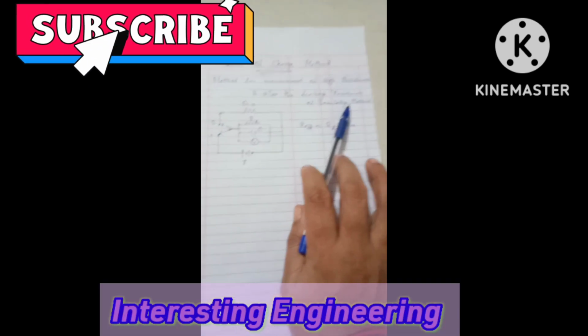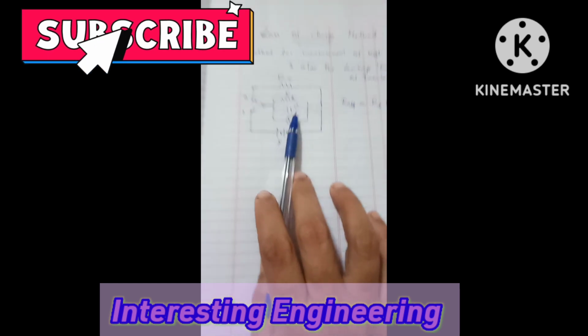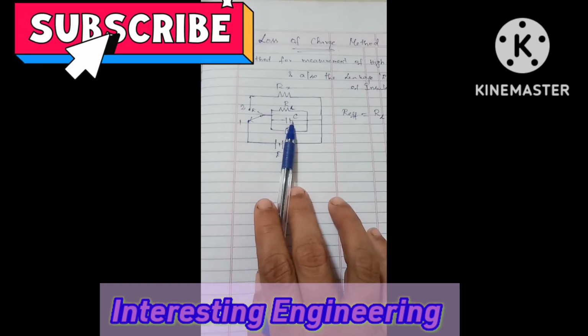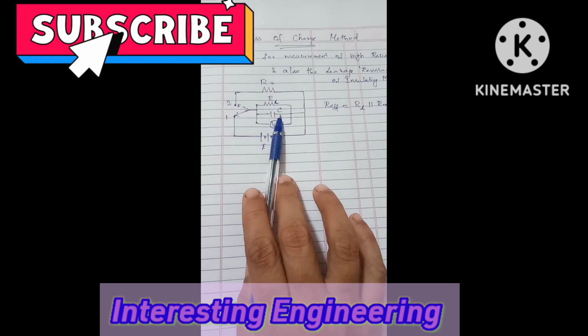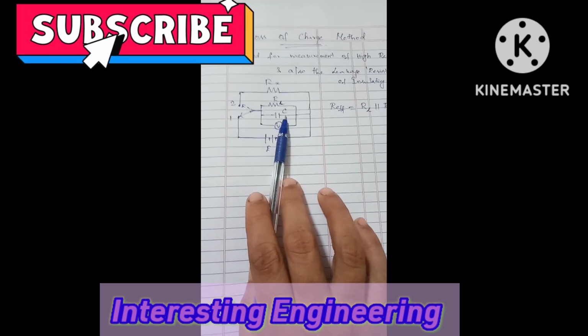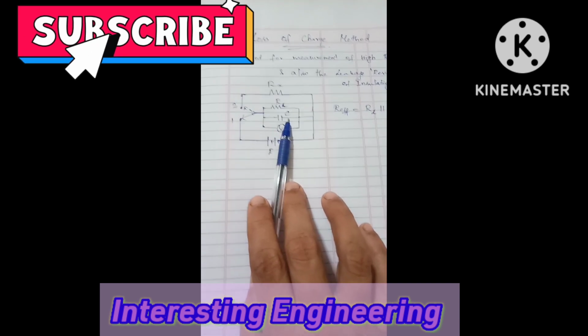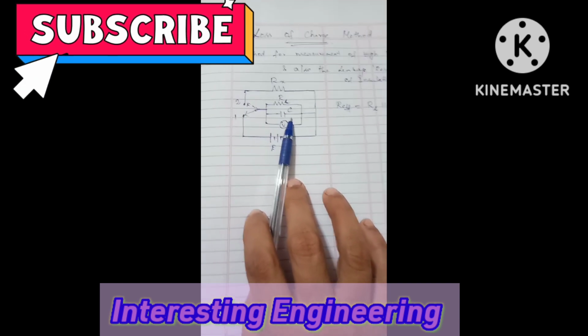And in this method, the major component used is the capacitor. So by means of charging and discharging the capacitor, we are going to measure the high resistance value. So first let's discuss its circuit.